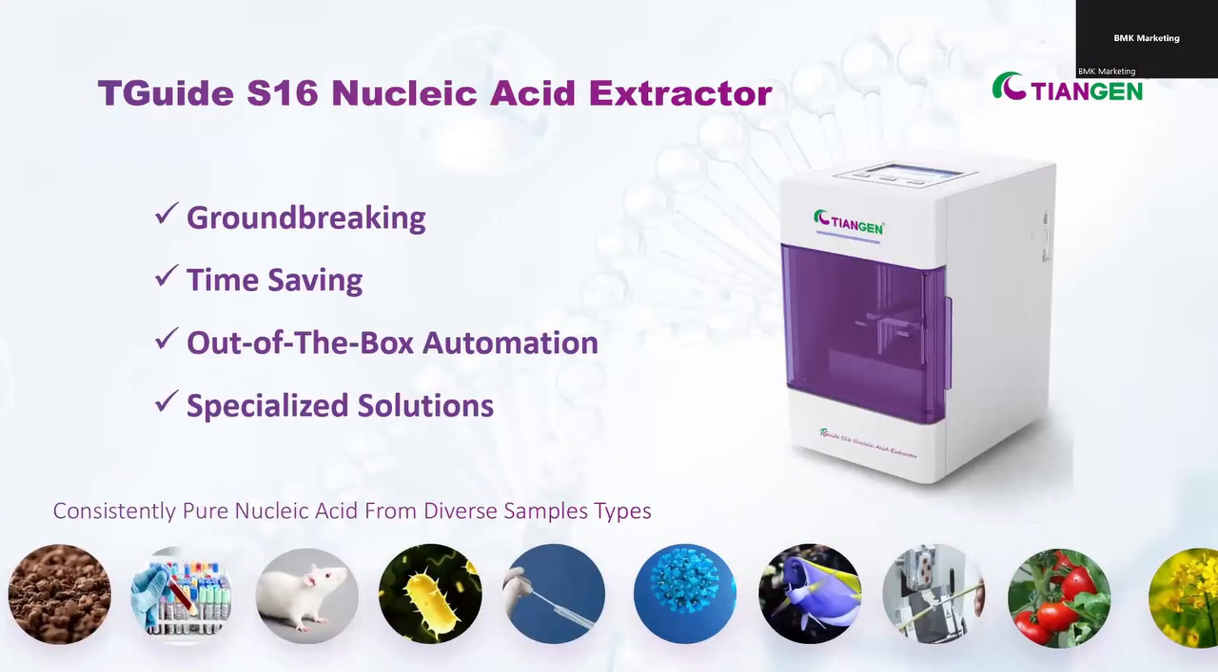This small instrument, the TIANGEN S16, is groundbreaking due to its unprecedentedly compact size without compromising quality. It's time-saving since it minimizes researchers' hands-on time, thereby increasing efficiency and providing a comfortable experience. It is an out-of-the-box automation, with little installation and training required.